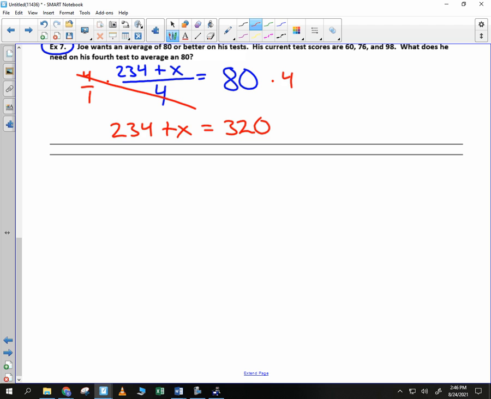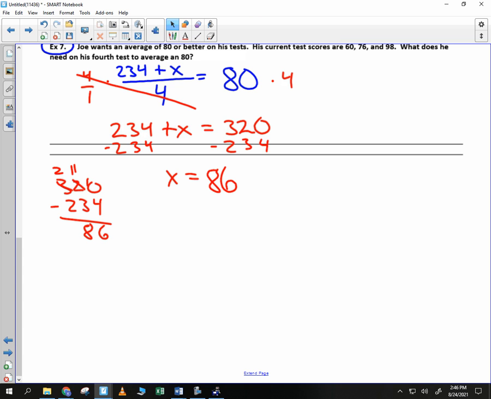Can we solve that now? Subtract the 234. 320 minus 234, we go ahead and borrow from the 2, put a 1 there. 10 minus 4 is 6. Borrow from the 3 to get 2. 11 minus 3 is 8. As you said, x is 86. He needs an 86 on his last test in order to average an 80 as a whole.